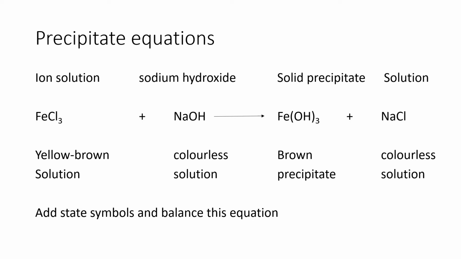So you'd have a yellowy brown solution, a colourless solution, but there'll be no solid present. If you react those two together, you'll form a brown precipitate, so that will be the brown solid, and that will be in a solution which would be sodium chloride, which again is a colourless solution. So what I'd like you to do is pop down that symbol equation, and I'd like you to add state symbols to each of those compounds, and I'd also like you to have a go at balancing that equation. So pause the video and do that now, please.